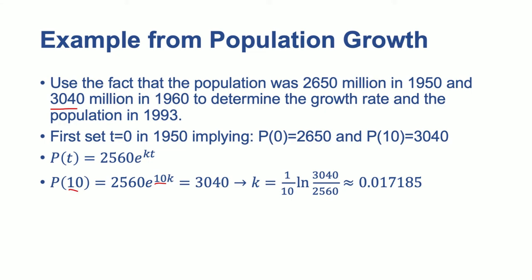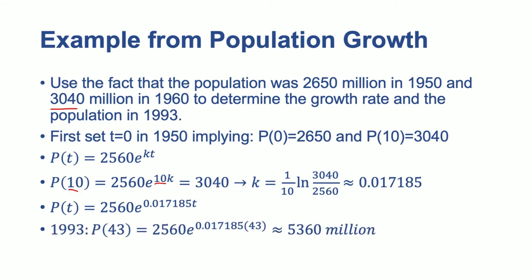And that will imply that k is going to equal 1/10 the natural logarithm of 3040 over 2560, which is around 0.017185. And I recommend that you use a calculator on these problems just because you're going to want a nice constant in your k variable. Okay, now we can use this to make our most complete form of our function. P of t is equal to 2560 e to the 0.017185t. Now that we know our function, we can find our population in 1993.